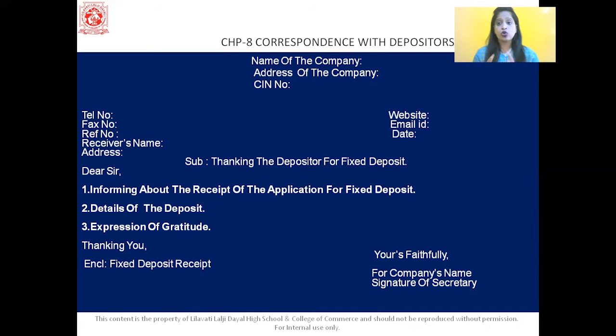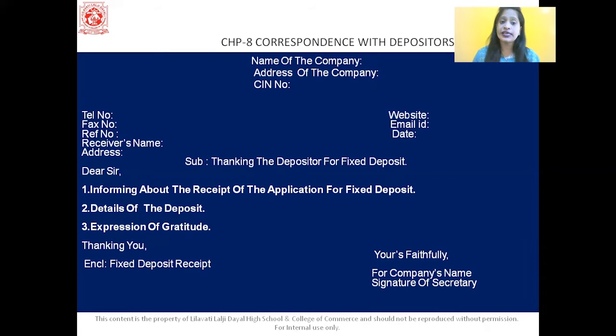Second pointer is details of deposit. Students, as I told you, wherever you have details of whatever deposit or ventures, you have the column coming in. In this column, you have 5 columns: fixed deposit receipt number, amount of deposit, period of deposit, rate of interest, and bank account details. You will have the bank details where first you have the name of the bank, then the account number.